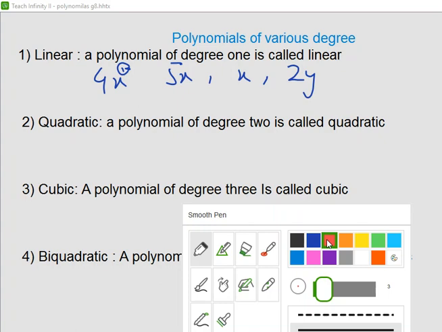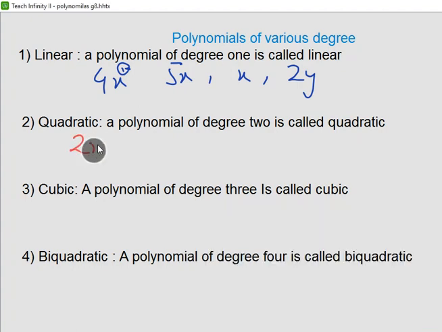A polynomial of degree 2 is called quadratic. If a polynomial has degree 2, it is called quadratic, like 2x square. Now you can see here the power is 2, so that is why it is called quadratic. Another, like 2x square plus 5, is also a quadratic polynomial.